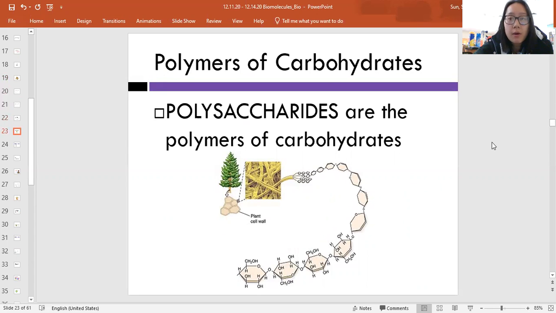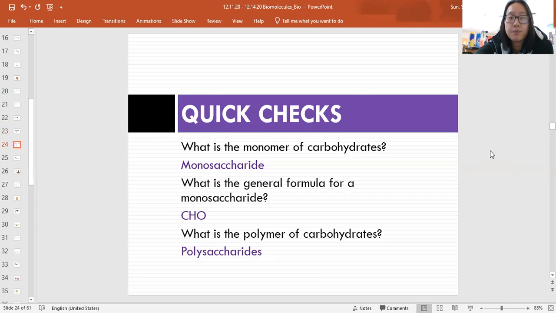The polymers of carbohydrates are called polysaccharides. Break it down: poly, many; saccharides, sugars. So many sugars. When you look at plants, they come in the cell wall as the fiber, that's cellulose. They also come in the starch that plants store, for example, in wheat that we use to make bread. So there are multiple versions of polysaccharides as well.